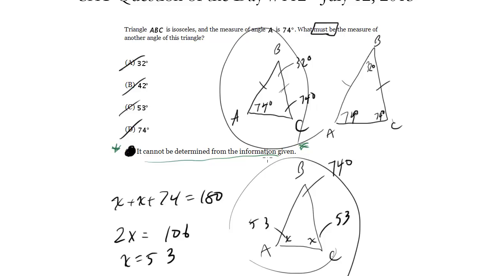But here's an example of where it is. But notice it's correct because we can reason it out. There's a reason why we can't determine it, and it's because there's that ambiguity as to which triangle we have in this case. So the answer to this one is E.